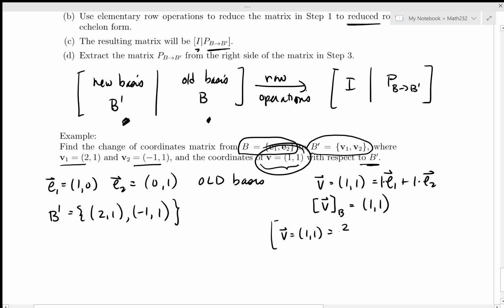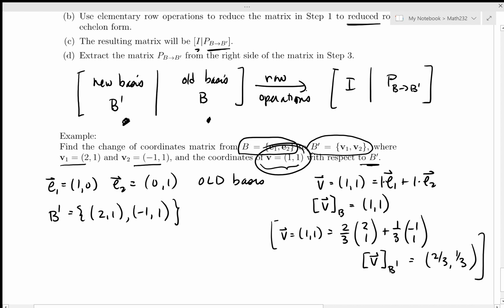That is actually equal to 2/3 times 2, 1 plus 1/3 times minus 1, 1. Doesn't matter if there's a methodical way of doing this, but if you can see this, then you can see what that is. I mean, that is equal to 1, 1. The top row is like 2/3 times 2, 4/3 minus 1/3 is 3/3, that's 1, and then 2/3 plus 1/3 is 1. So that's 1, 1. So I would then write here V reference to B prime is 2/3, 1/3, like that. Okay, that is where we're going.